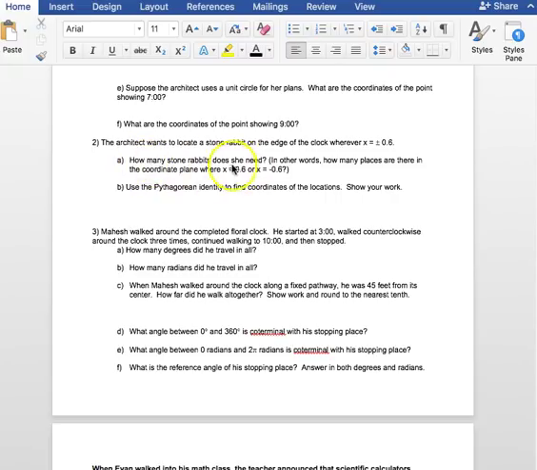When it's asking how many stone rabbits does she need, we said we're going to place one wherever x is plus or minus 0.6. So that's just asking how many different places are there in the coordinate plane or on the unit circle where x equals 0.6 or x equals negative 0.6. And again, this is just the x coordinate. So how many are there?